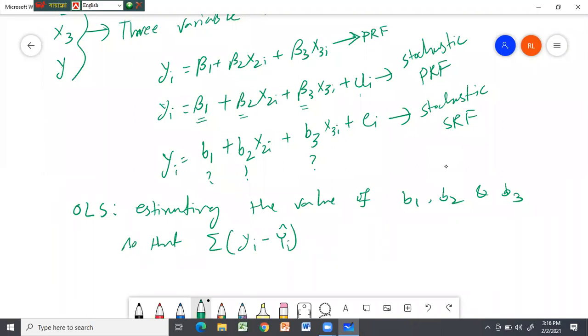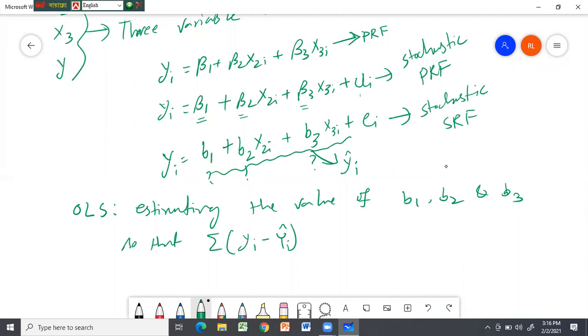You know that yi hat means, in this sample regression function, which is inclusive of your error term ei, the portion which is explained, or fitted by the regression line, or explained by your independent variables. So these portions are your explained portion. Yi hat is the function of the regression line. That is why yi hat equals b1 plus b2 x2i plus b3 x3i.